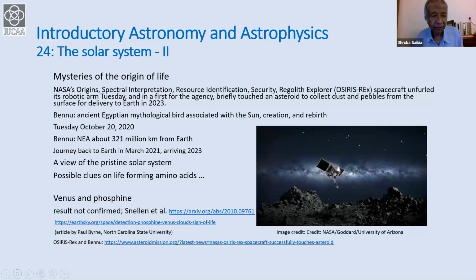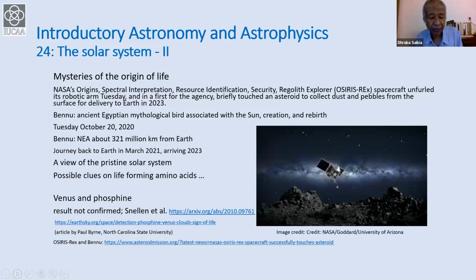outer, near-Earth asteroids. This is where NASA's OSIRIS-REx has picked up a sample from the near-Earth asteroid Bennu, which is named after an ancient Egyptian mythological bird associated with the sun, associated with creation and rebirth. So this happened in 2020, and Bennu is about 321 million kilometers away from Earth. It is on its way back, and it will reach here in 2023. So this will give us a view of the pristine solar system.